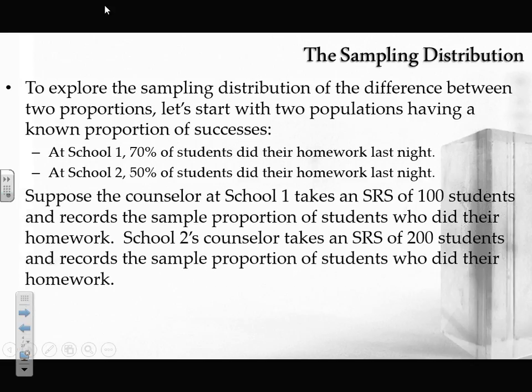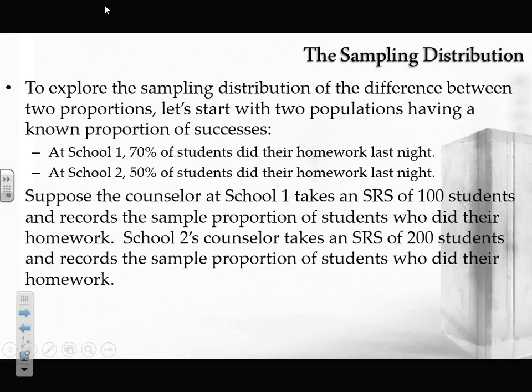So, the way this would work, we have population 1, which is coming from school 1, and population 2, coming from school 2. At school 1, the counselor takes an SRS of 100 students, records the sample proportion of students who did their homework. So she just went out and selected a random sample of 100 students, figured out how many of them did their homework, calculated the proportion. School number 2's counselor takes an SRS of 200 students, records the sample proportion of students who did their homework. So counselor number 2 calculated the proportion based on an SRS of 200 students.